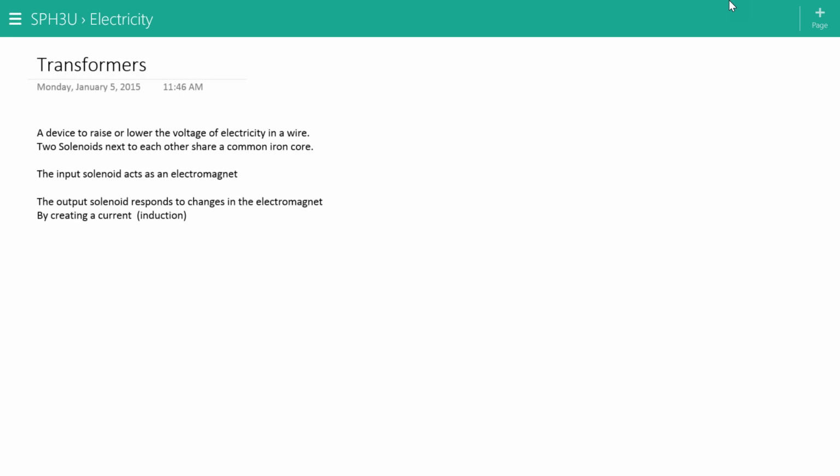A transformer is a device that can raise or lower the voltage in an electrical wire. Essentially what you have is a coil on one end. This is our coil, and that is connected to some sort of power source. I'm going to just draw a battery here. We'll talk later about why that has to be an alternating current source.